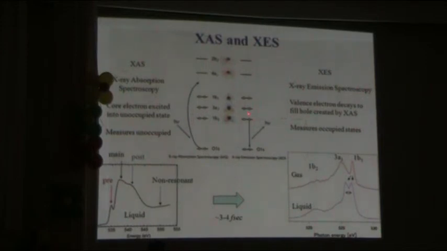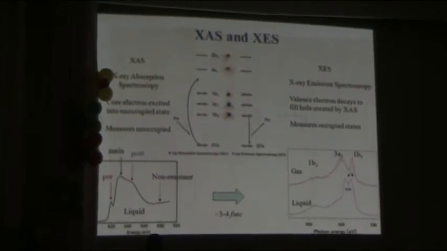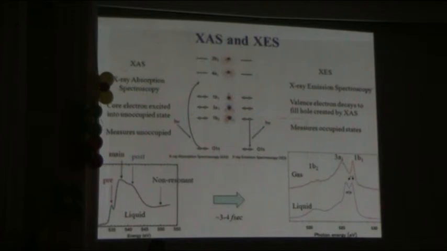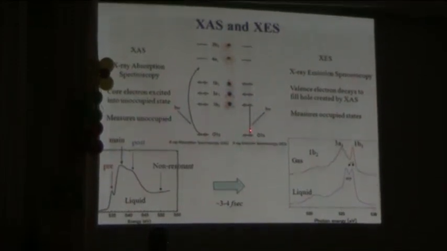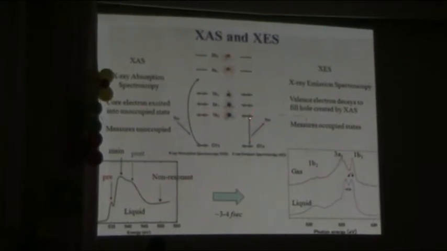Then we get a decay. The dominating channel is, of course, Auger decay. But a minority channel is fluorescence. Then we get an X-ray photon out that can be detected. That gives us a direct measurement of the energy difference between the valence states and the core level.